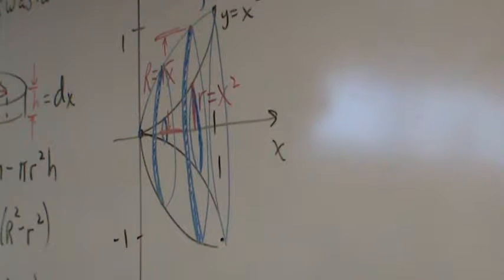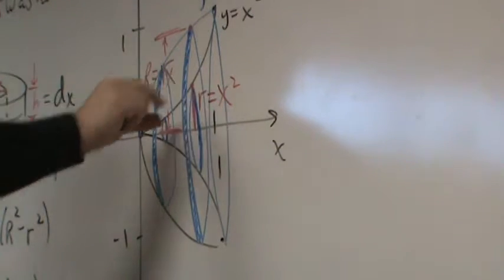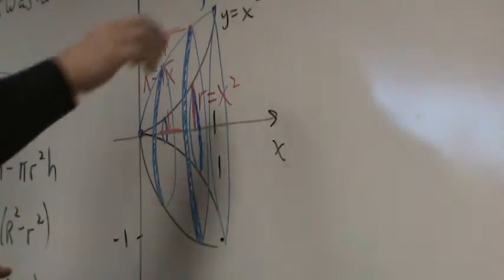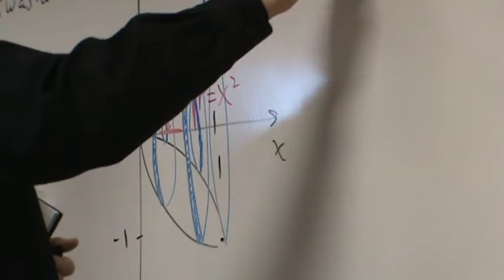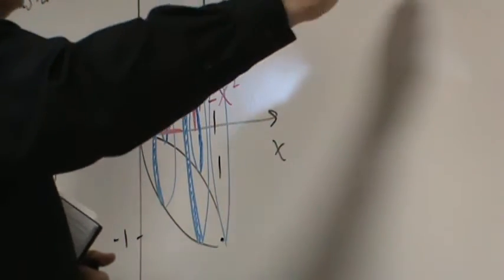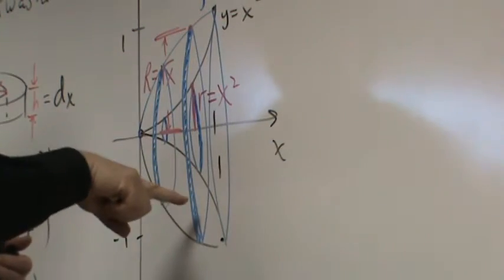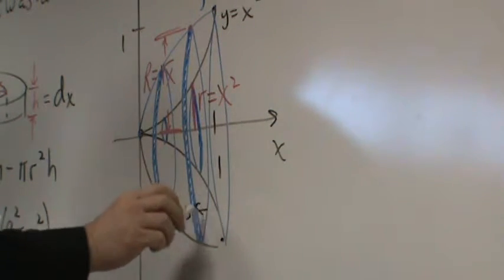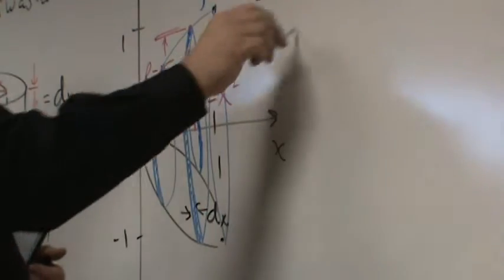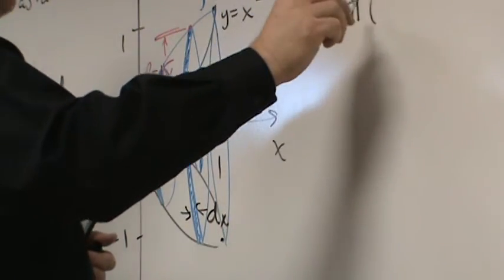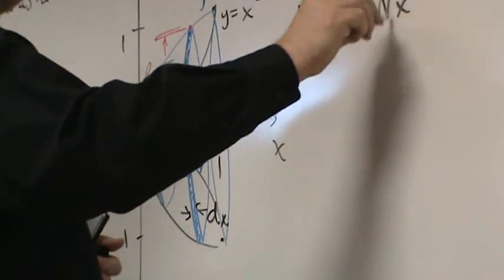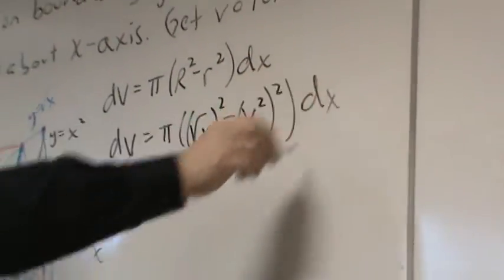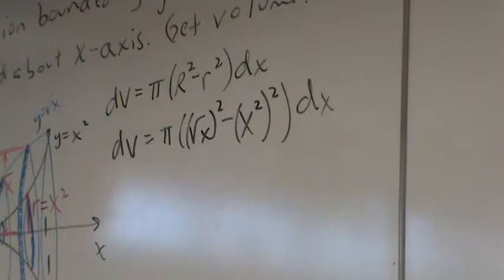Now that I've got small r and big R, the y coordinate on this graph and the y coordinate on that graph, I can get an expression for my differential volume. Pi times big R squared minus little r squared dx. I'm in dx land because the thickness of these washers is dx. And so I get pi times radical x squared minus x squared squared. Small r is x squared, big R is rad x.